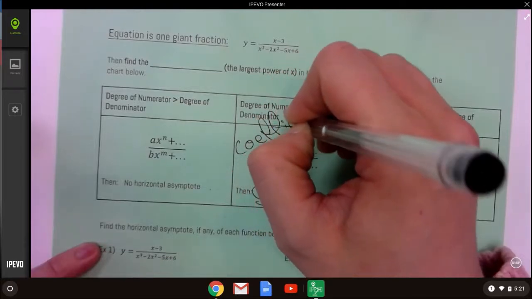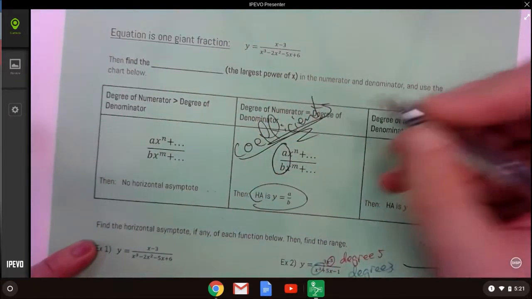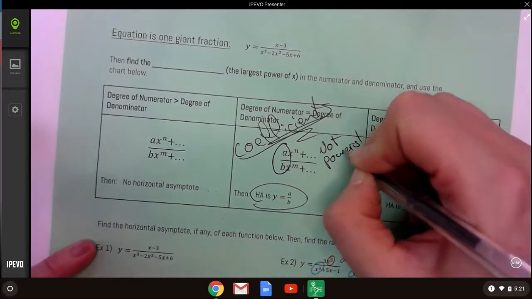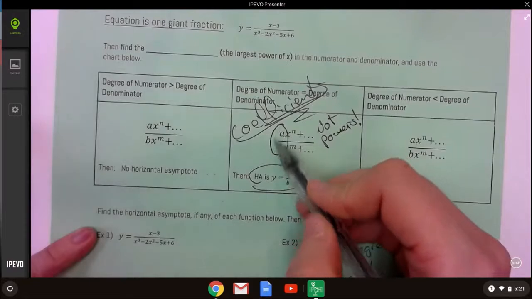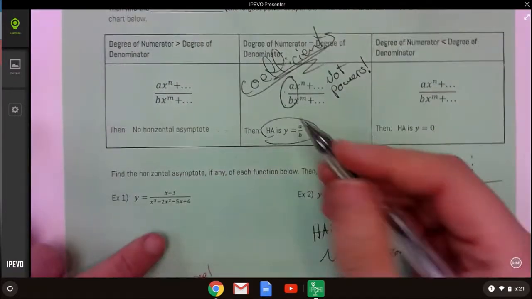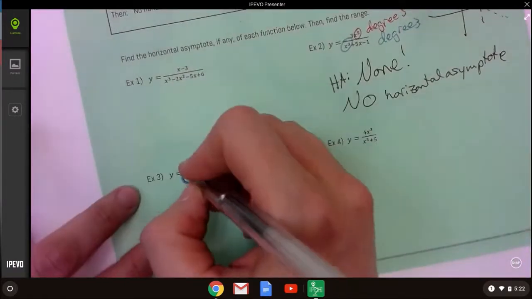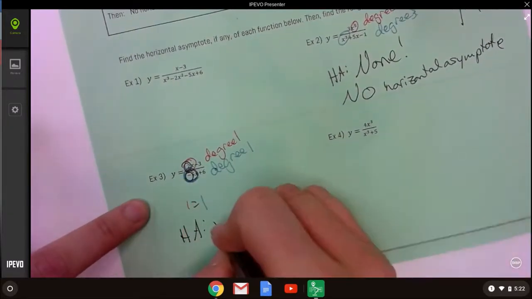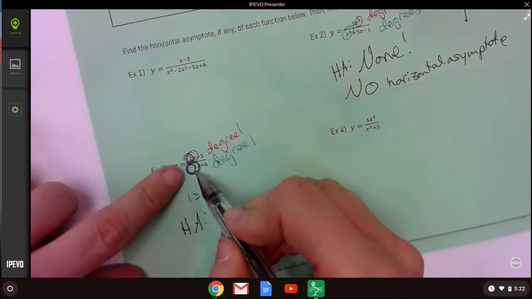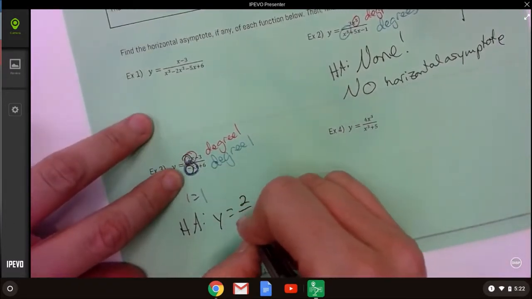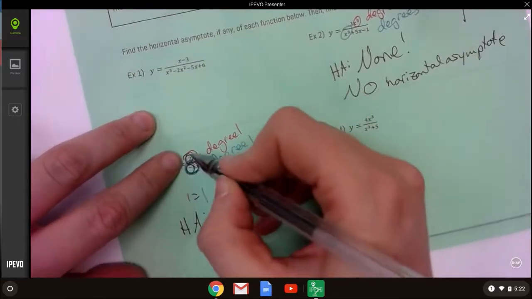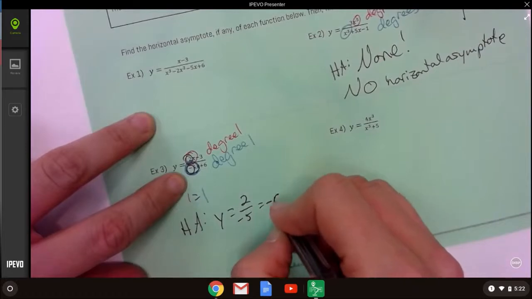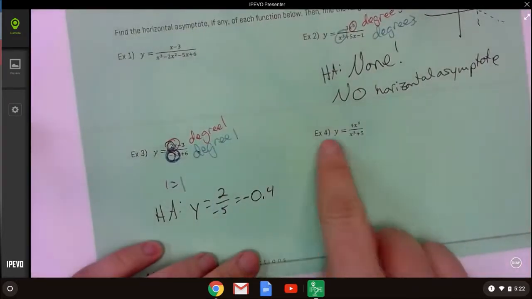Take the coefficients. I want you to write this real big. Coefficients, not powers. You are going to make a fraction out of the coefficients, not the powers. So let's look at the coefficients. Coefficients, 2 and negative 5. So your horizontal asymptote is y equals 2 over negative 5. Not 1 over 1. Coefficients, not powers. 2 over negative 5, which is negative 0.4. So why don't you try that again on example 4.